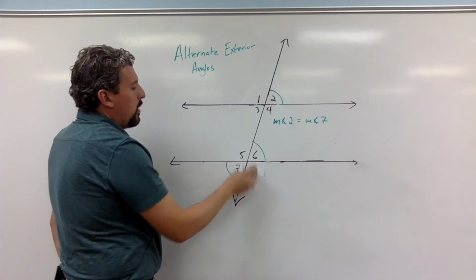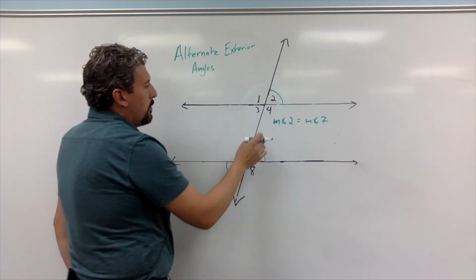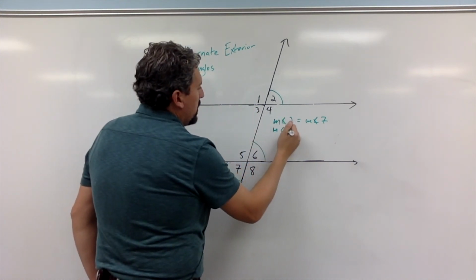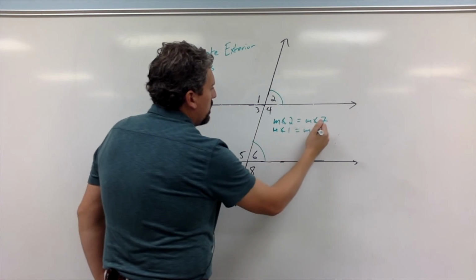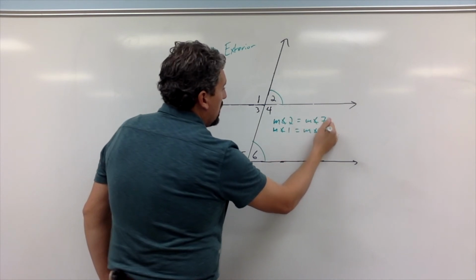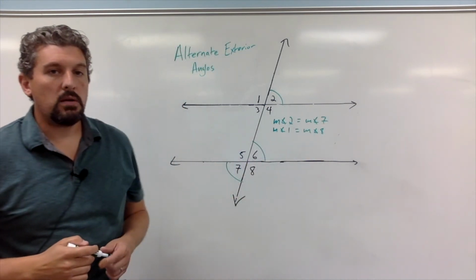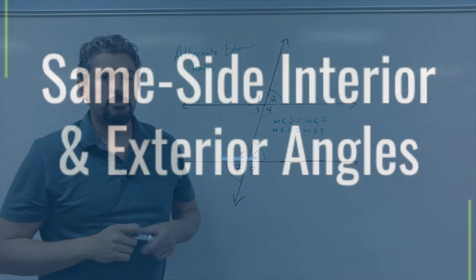The same is going to be true about 1 and 8 if we connect them using perhaps angle 4. The measure of angle 1 would have to equal the measure of angle 8. We would call these alternate exterior angles, and they are also equal.